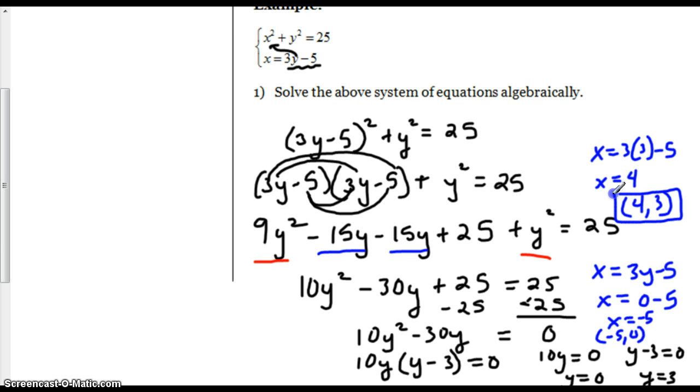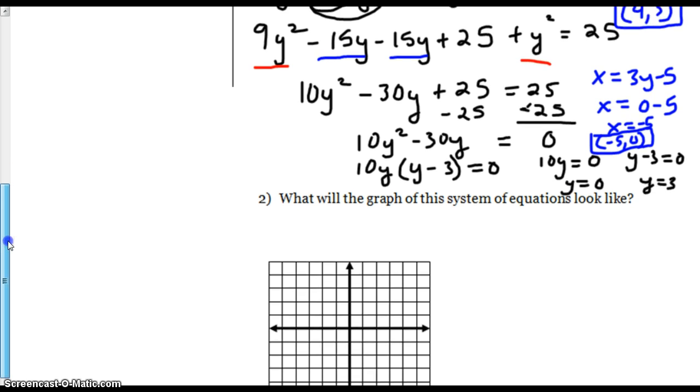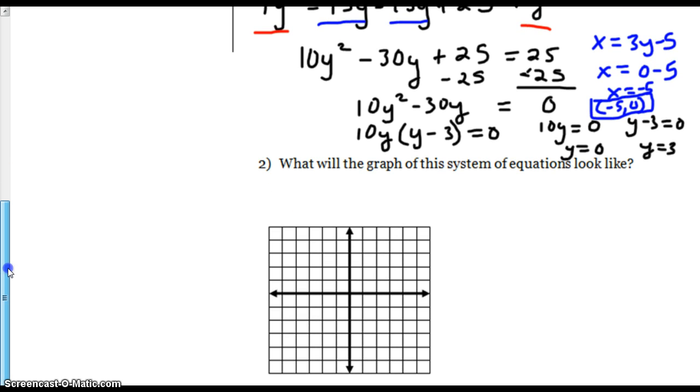So those are our two solutions, (-5, 0) and (4, 3). Let's look at how that would be on a graph. Let's go ahead and graph that and confirm our answer.